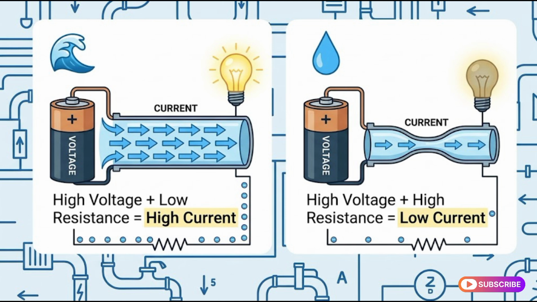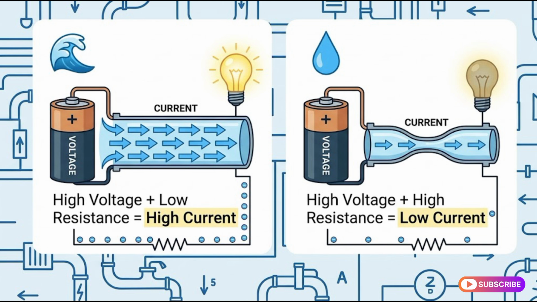We obviously can't see electrons with the naked eye, which is exactly why electricity can sometimes feel a little abstract. But by mapping this onto a physical system we can easily picture, our trusty water tank and pipe, we can perfectly visualize how these three distinct elements interact. Let's compare two scenarios side by side. On the one hand, you have high pressure combined with a wide pipe. That means a ton of water easily flows through. Translated to electricity, high voltage plus low resistance equals high current.